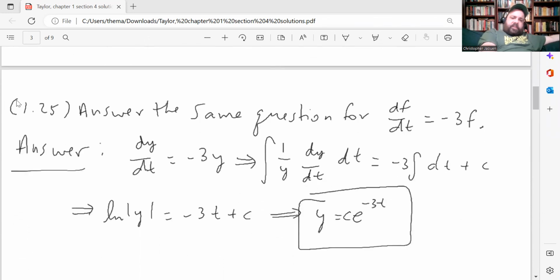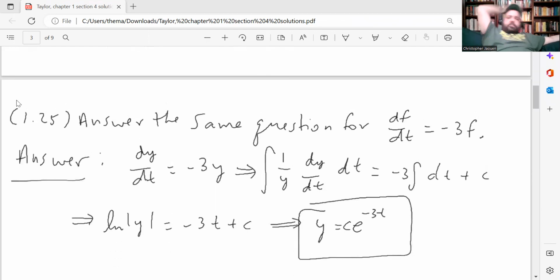Question number 1.25 is a similar question, but with a slightly different differential equation. They want you to solve df/dt equals -3f. So again, going through the same process, this is a separable differential equation. Separate your variables, and you end up with ln|y| equals -3t plus c when you take the integrals. Then when you simplify, you get y equals c e to the -3t as the general solution. So again, you get a single parameter family of curves as the general solution.